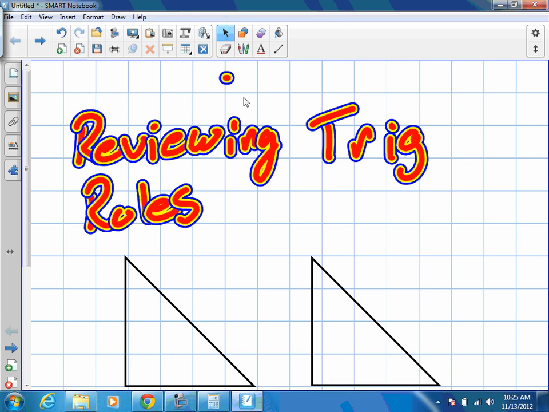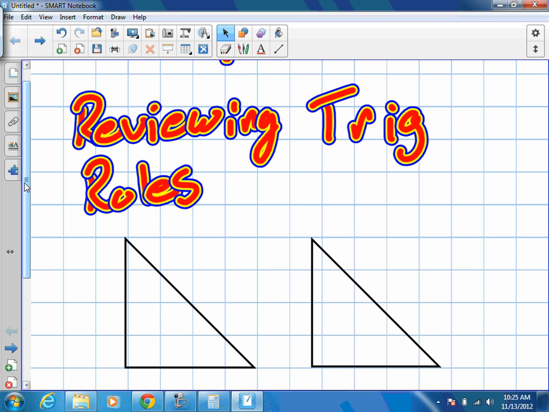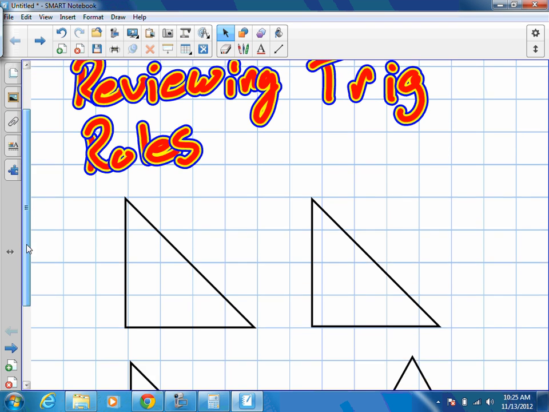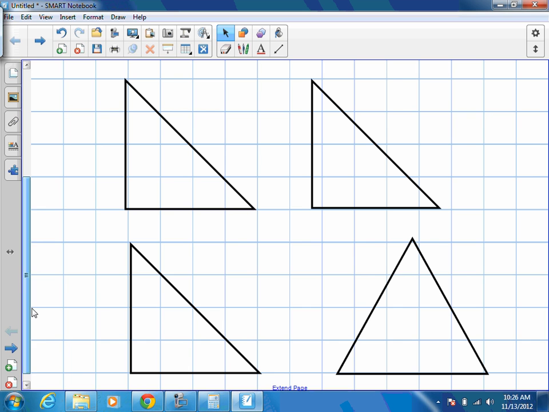We're going to review trig rules here, which means we're going to go over some of the rules you're supposed to have already known. Now, we have 4 triangles below. 3 of them are very similar. Can anyone name the 3 of them? The right angle triangles. Okay.